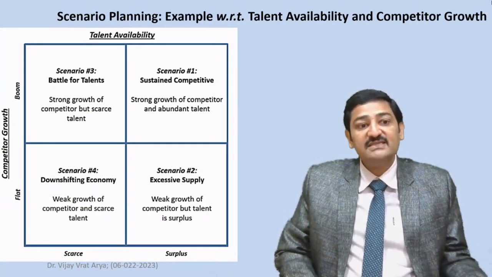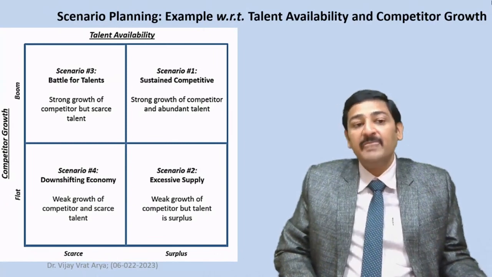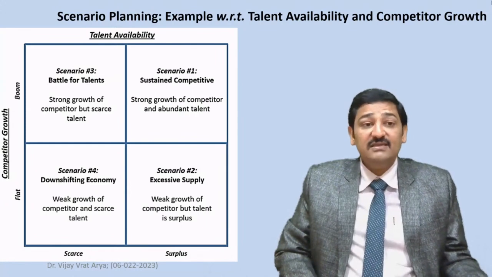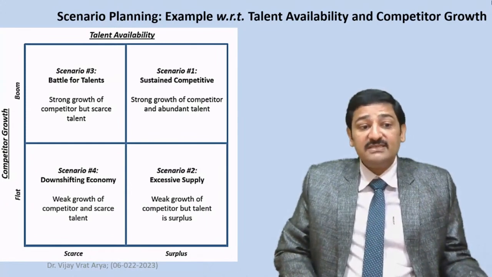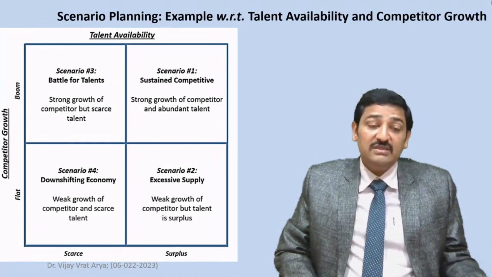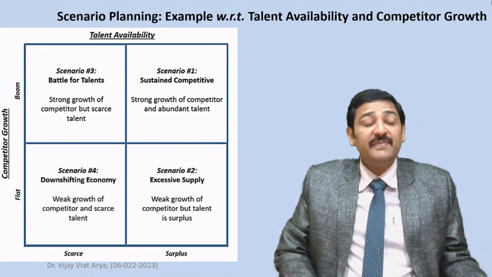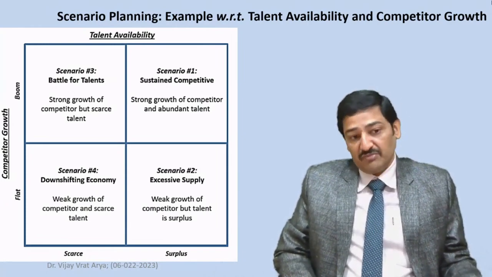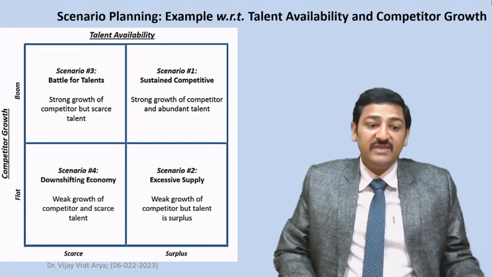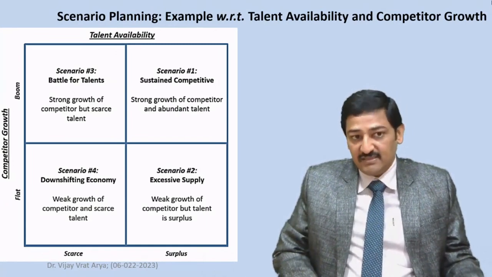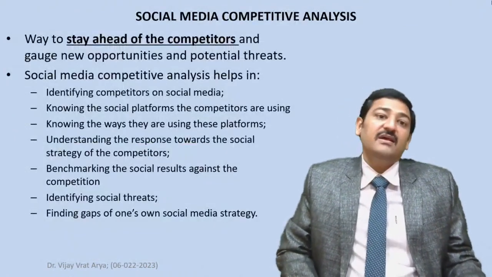So in that particular case, there is strong growth of competitors, but at the same time, the talent is scarce in nature. The last scenario is the downshifting economy, where both the talent availability and the competitor growth are limited. In this case, weak growth of competitors and scarce talent is seen.